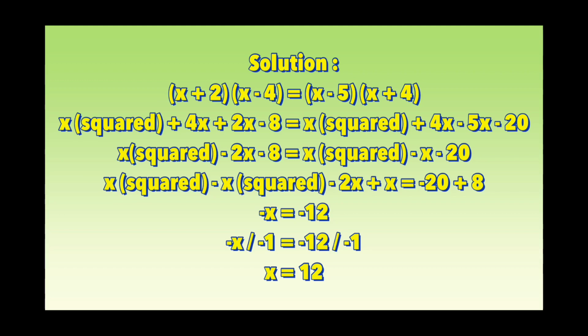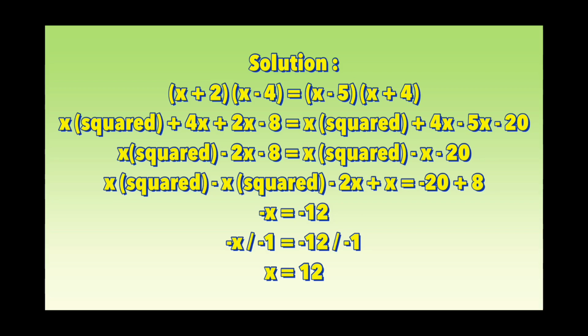Okay, x squared, then 4x plus 2x, we have negative 2x, then you bring down negative 8 equals x squared, negative positive 4x, negative 5x equals negative x, then negative 20, bring down. Then the next, again, we are going to transpose all the variables to the left side and the constant to the right side.